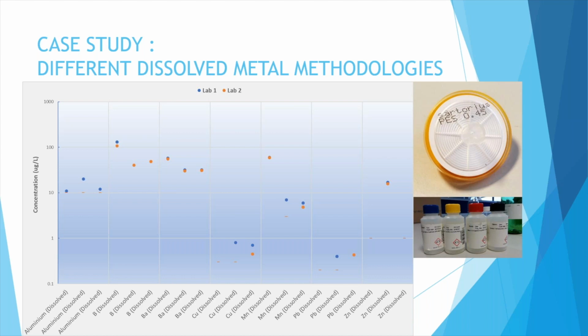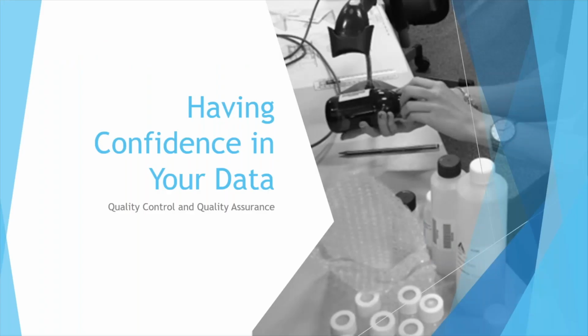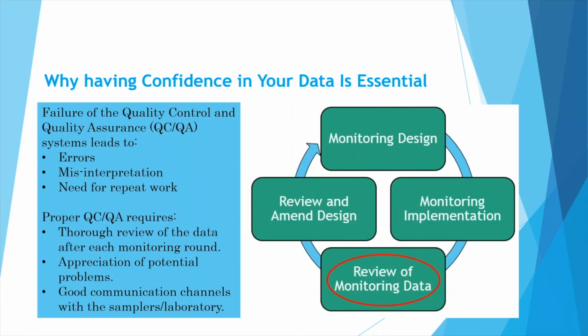So this is a demonstration of why it's very important to check what your field methodology is with respect to these non-conservative parameters. So let's have a look at having confidence in your data and looking at quality control and quality assurance. So having confidence in your data is essential. What we've looked at so far is some elements of monitoring design at the top of the diagram on the right-hand side. Undertaking the sampling is part of monitoring implementation that happens next. Now, once you've got the data, the thing you need to do next is review that monitoring data. It's the quality control step.